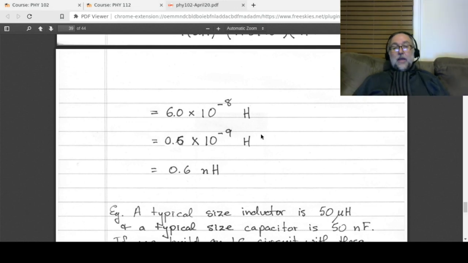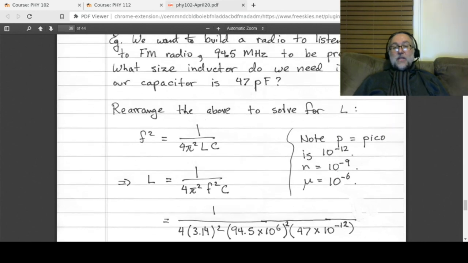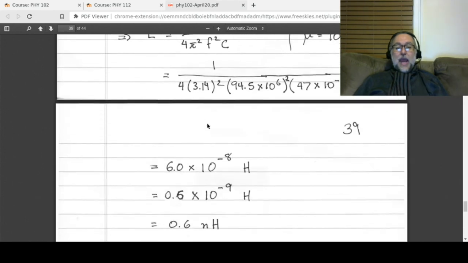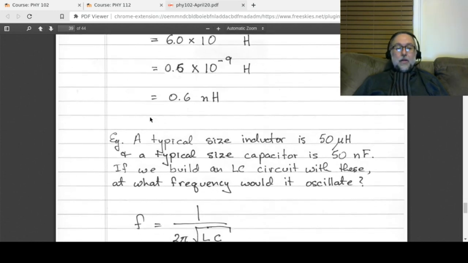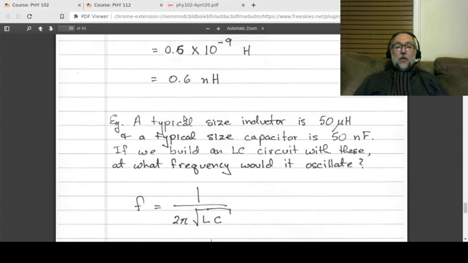And so if you take a 47 picofarad capacitor, which you can actually buy, 47 picofarad seems to be one of the standard size capacitors, and you put it in series with a 0.6 nanohenry inductor, you would be tuning into 94.5 FM. Okay, that's kind of cool. All right, so there's how you build a crystal radio.